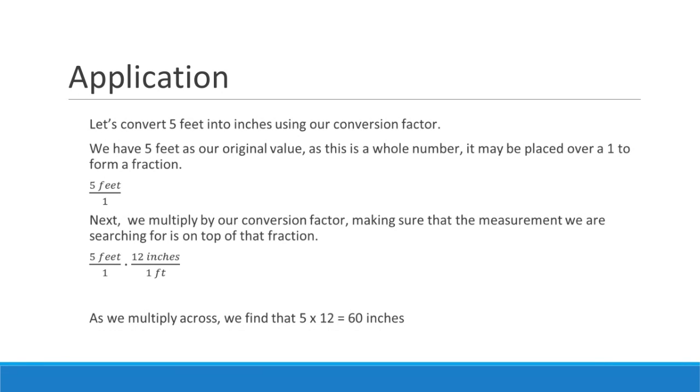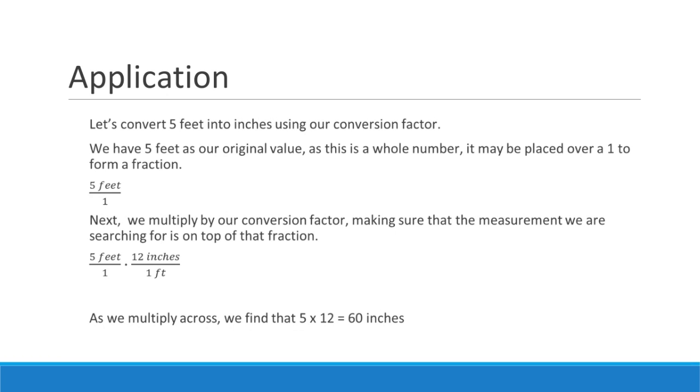If you figure out how to use a conversion factor, it is a consistent method that you can apply and then make longer and longer chains of conversions in order to solve harder and harder problems, essentially. So we start with this one-step conversion factor, which is, let's say, 5 feet. We need to figure out how many inches that is. And so we have 5 feet as our original value, and this is a whole number.